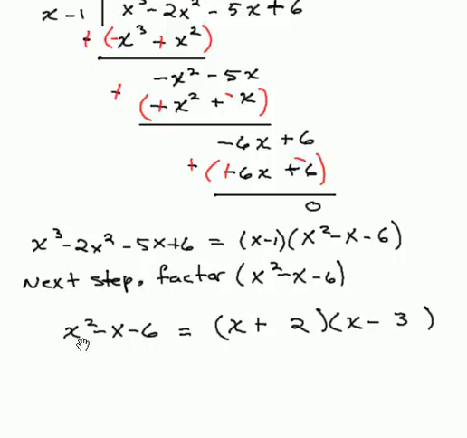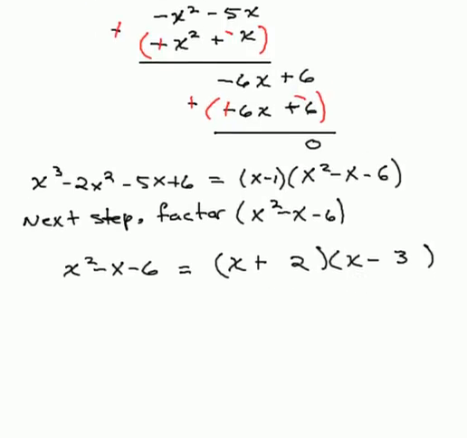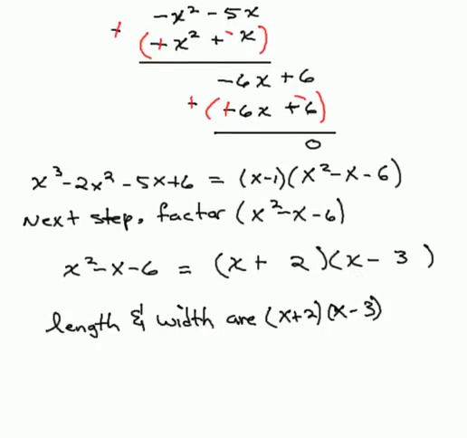And those are the remaining two dimensions of our right rectangular prism. We don't know which is which. So we know one of them is x plus 2 and the other is x minus 3, but we don't know exactly which is the length and which is the width. And that's fine because the state's not going to ask us that. They're just going to want to know the other two dimensions.